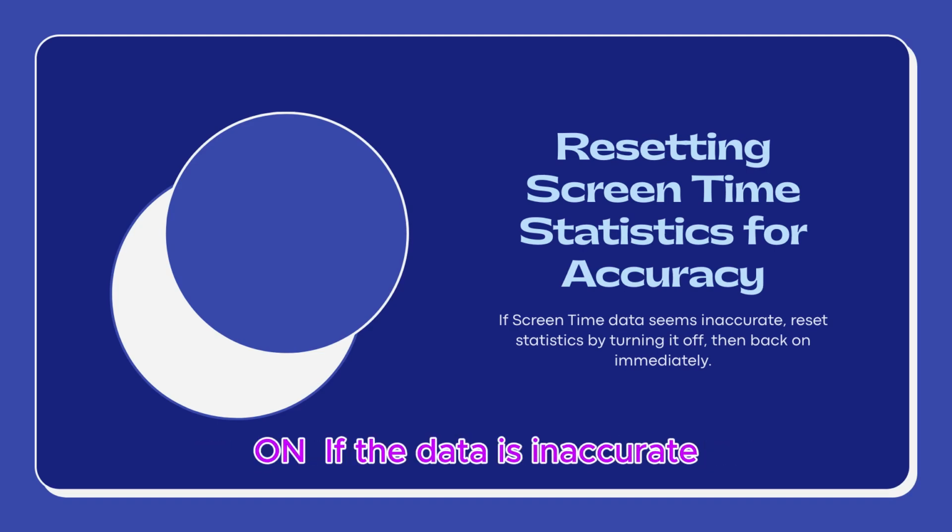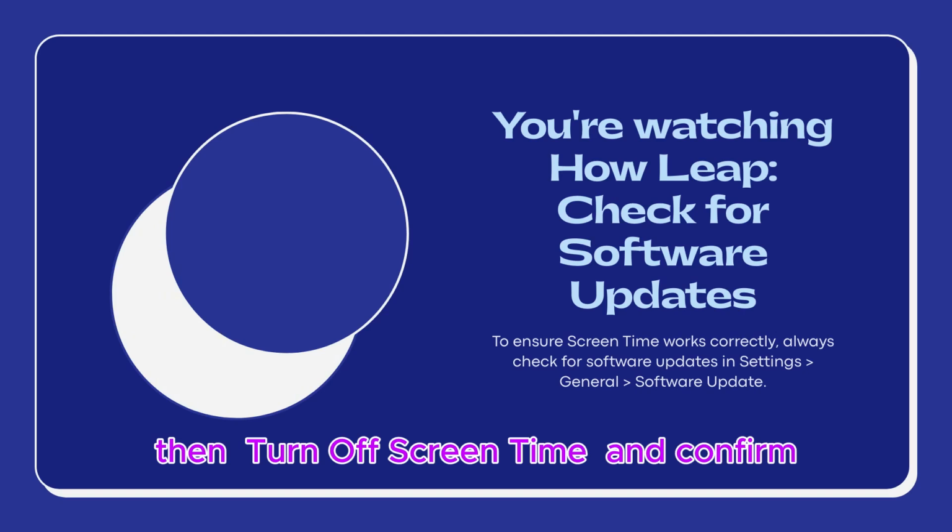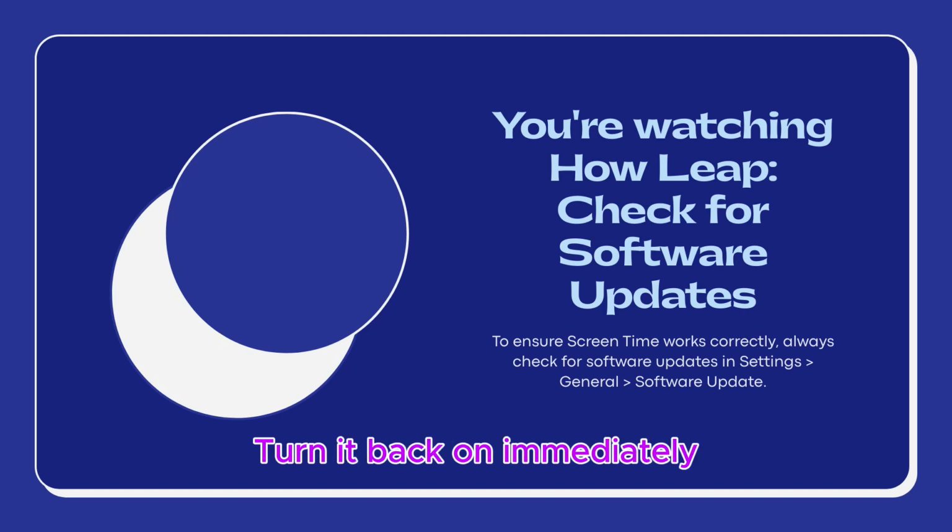If the data is inaccurate, reset statistics. In Screen Time Settings, tap See All Activity, then turn off Screen Time and confirm, and turn it back on immediately.